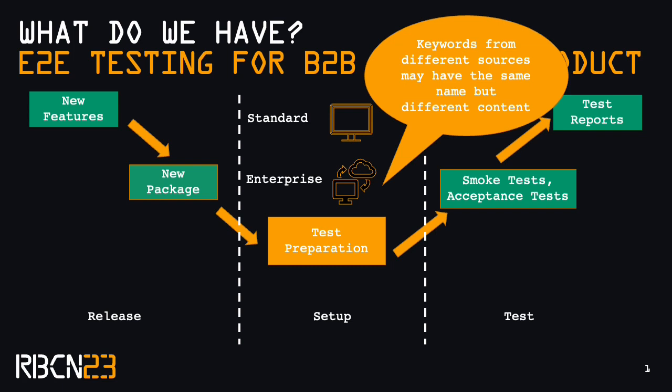What adds to the complexity is that the keywords from different sources, here the B2B and B2C editions, may have the same keyword name, but they will have different contents because of product dependencies.